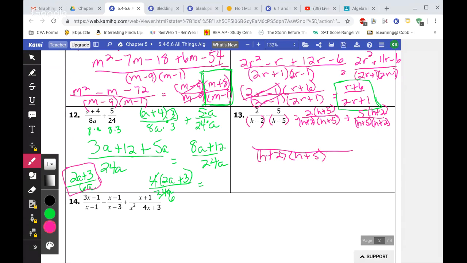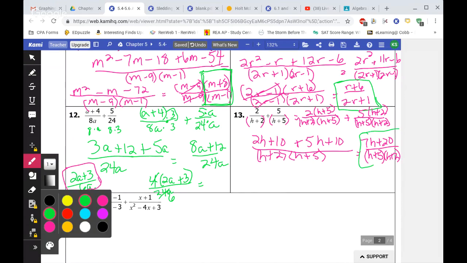So I'm going to distribute the 2. That's 2h plus 10. And then I'm going to distribute the 5, plus 5h plus 10. So then we combine like terms. And that's going to be 7h plus 20 all over h plus 5, h plus 2. And believe it or not, as beautiful as that is, it's our final answer for that one. So that's kind of nice, isn't it? Mm-hmm.